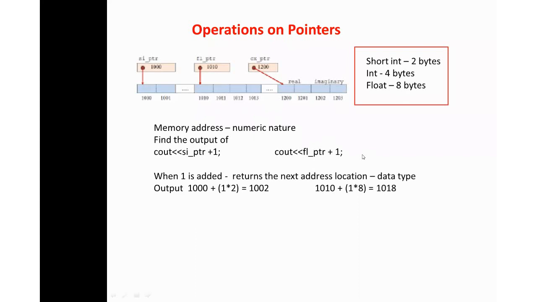Is it clear? Now look into the example, cout si_ptr plus 1, which I have given you.